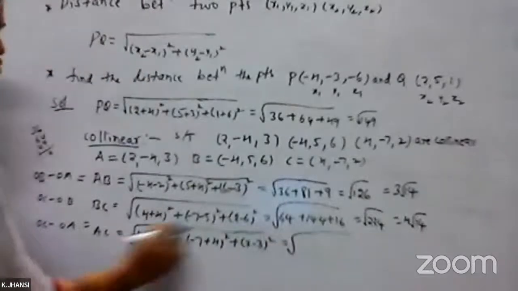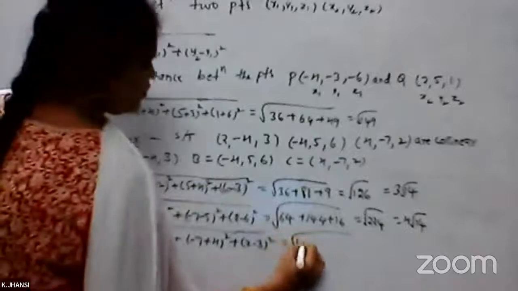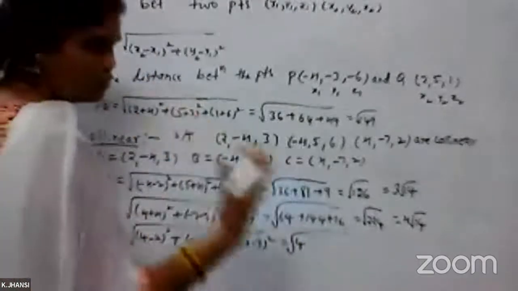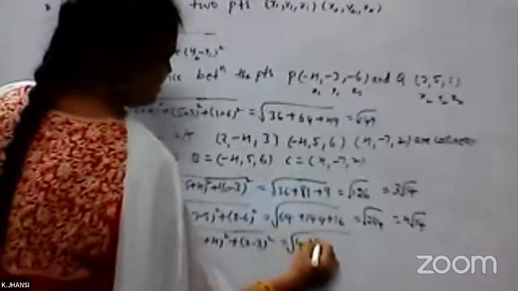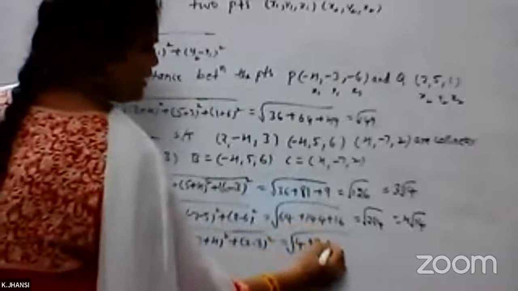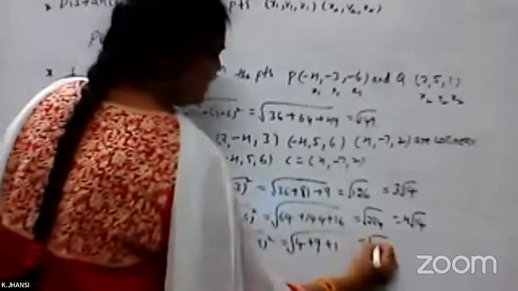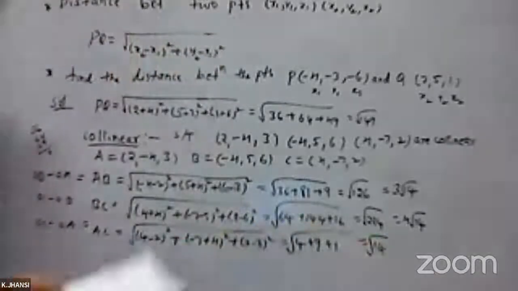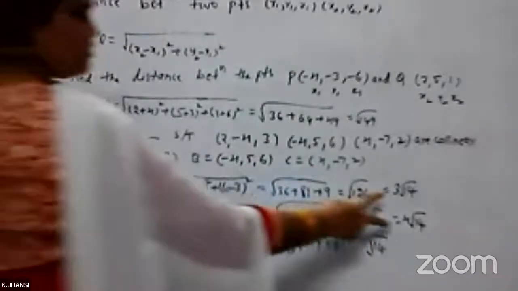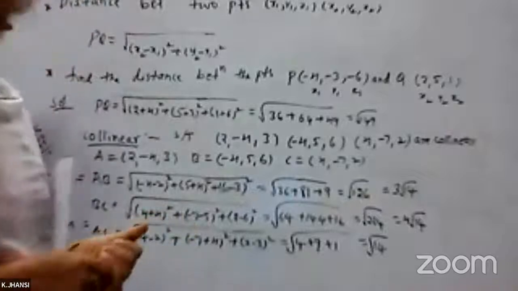So here 4 minus 2 means 2, you will get 2 square is 4. Next, minus 7 plus 4 means minus 3. Minus 3 whole square is 9. Next, 2 minus 3 is minus 1. Minus 1 whole square means you will get 1. So here you will get root 14. 2 into 7 we can write as root 14, but we can't split it like this, so you leave it as it is. So it is only root 14.